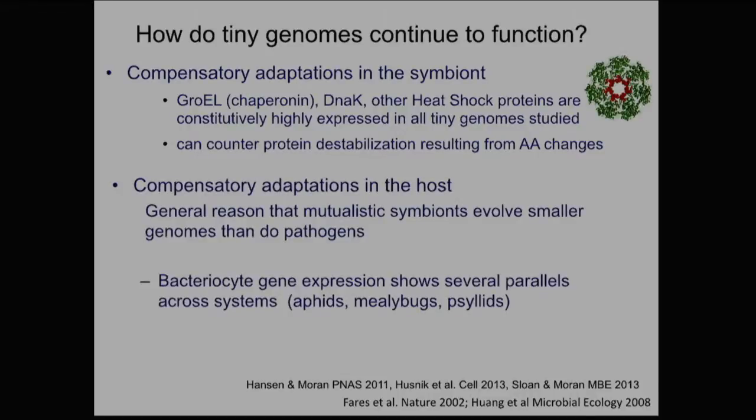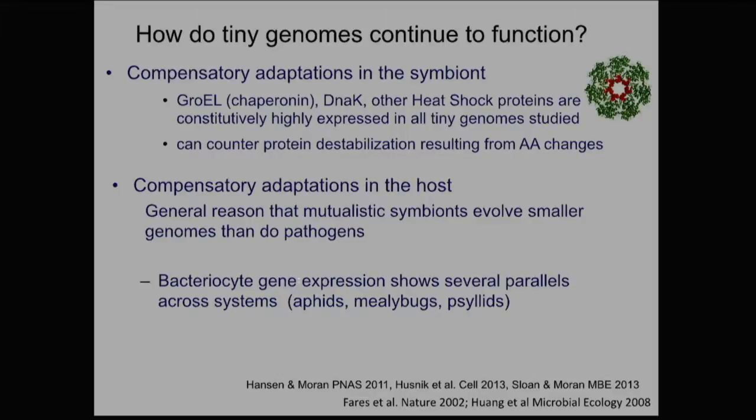And the other side of the coin, though, in these mutualistic symbionts is that the host is being selected to take care of them, right? And this is probably the general reason that these mutualists can evolve smaller genomes than pathogens, right? Hosts do not evolve to take care of their pathogens, but they do evolve to take care of the symbionts upon which they are dependent. And so this is the reason, presumably, that they can become much smaller and lose more genes.